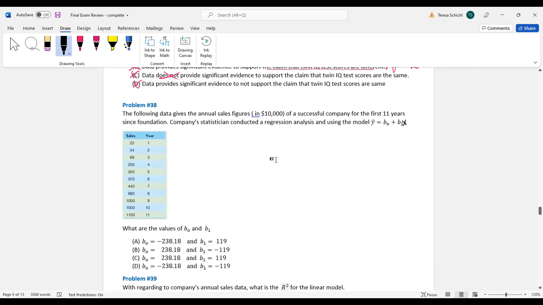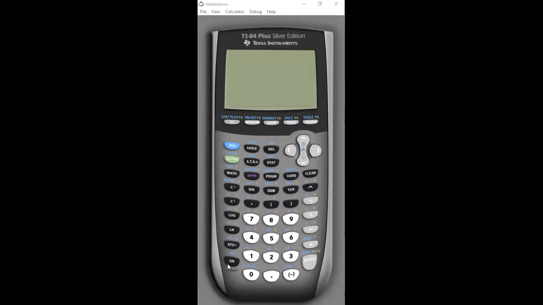Let me show you how we use the TI-84 to do those types of calculations. So let me go to the calculator. First, you need to turn it on, and now we need to input the data, because the sales is my Y value, and the year is my X value. So the first thing is we need to do a data input. So you press stat, as always, and then edit.